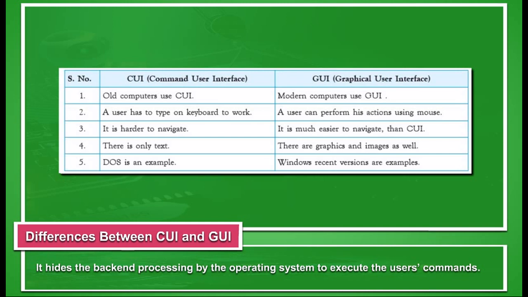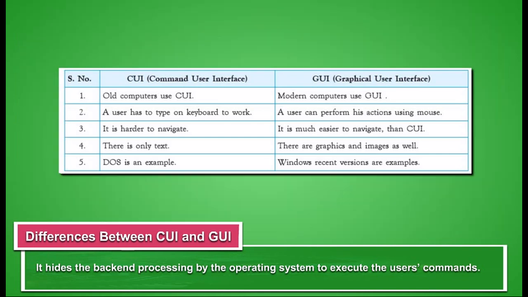GUI, Graphical User Interface. Modern computers use GUI. A user can perform his actions using mouse. It is much easier to navigate than CUI. There are graphics and images as well. Windows recent versions are examples.